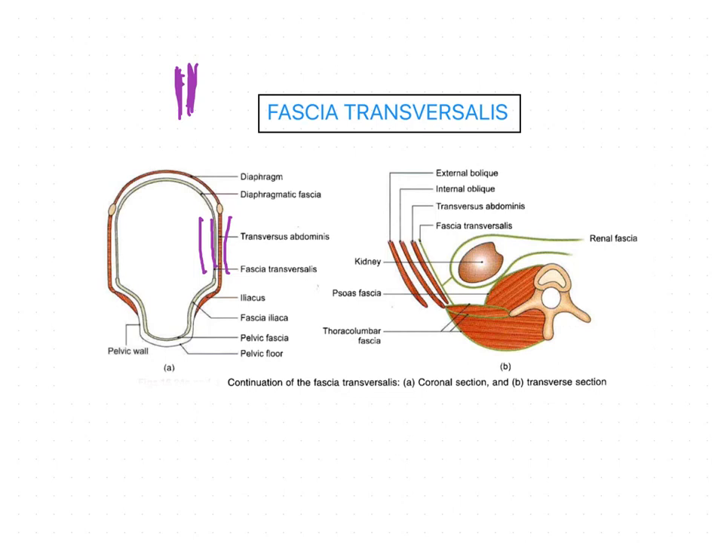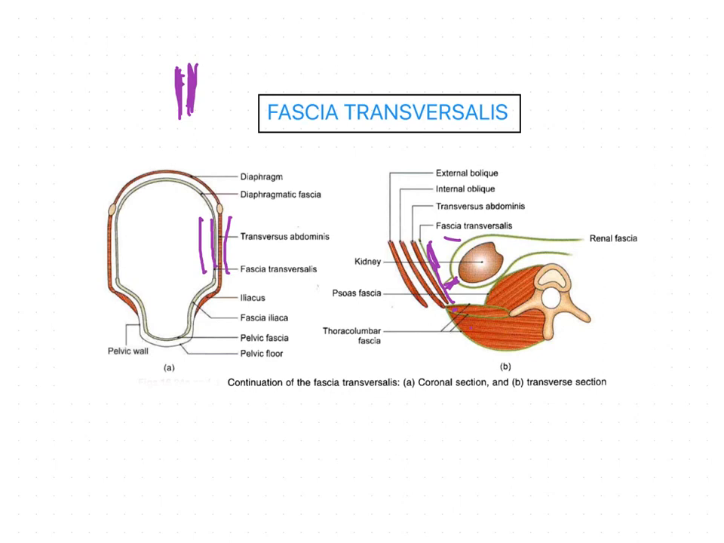Anteriorly, it is adherent to the linea alba above the umbilicus. Above the umbilicus, it is getting attached. Posteriorly, it merges with the anterior layer of the thoracolumbar fascia. So here you can see the fascia transversalis; on the posterior side it is adherent to the thoracolumbar fascia, and it is also continuous with the renal fascia.